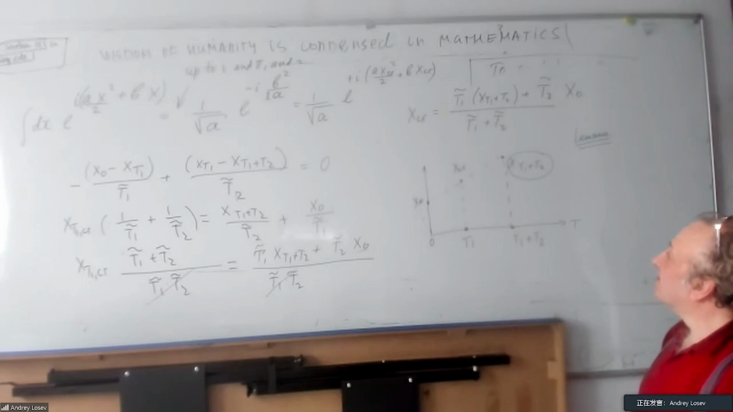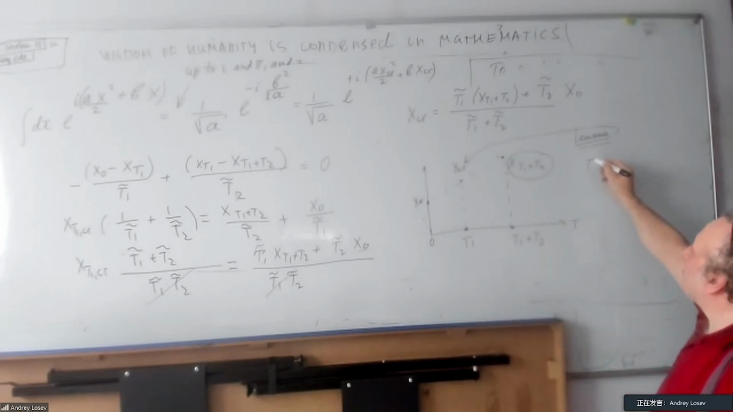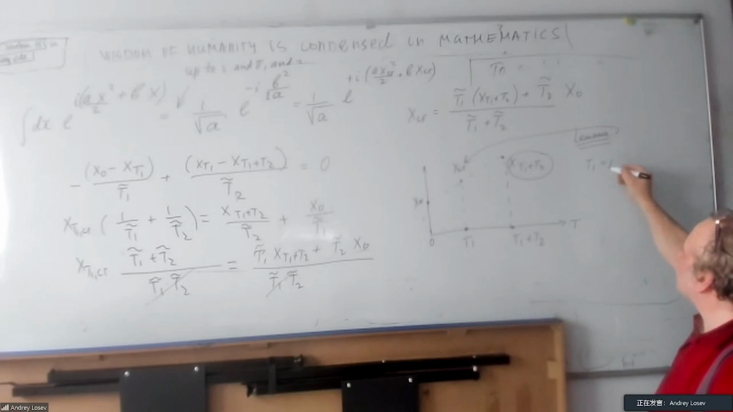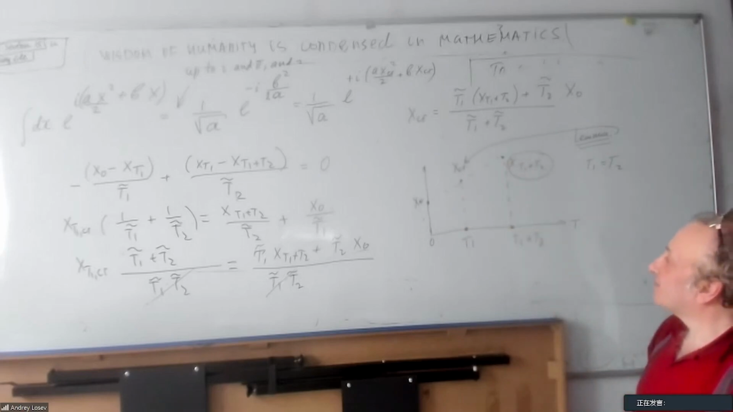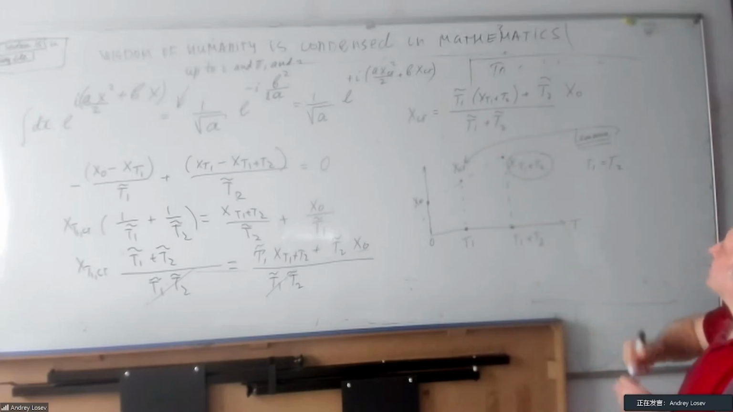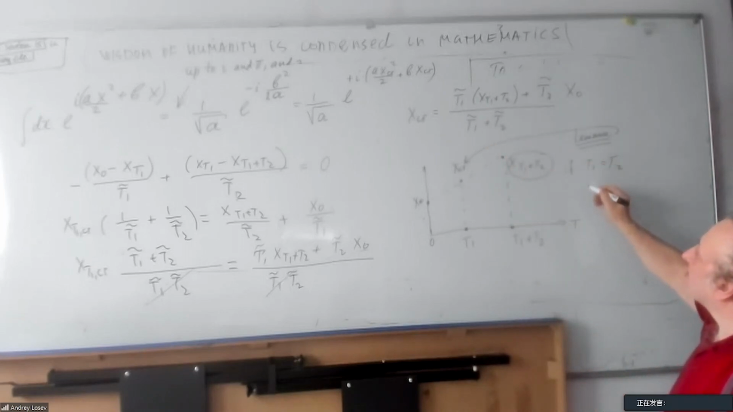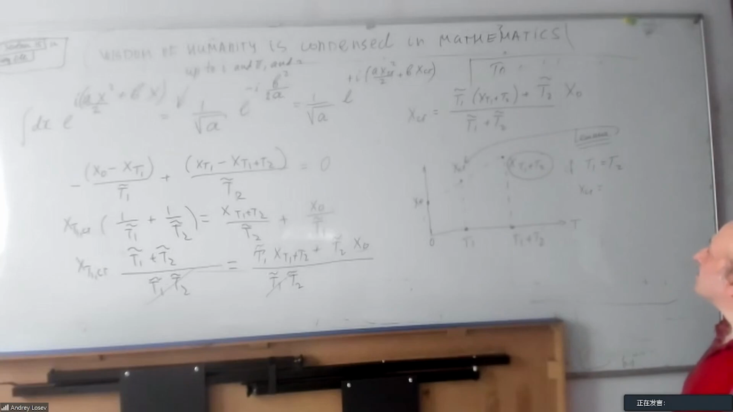So let me check it for particular examples. When t1 equals t2, then x critical should be the semi-sum. If they are equal, then x critical is, as you can see from the formula, equal to 1/2 of x0 plus x_{t1+t2}.